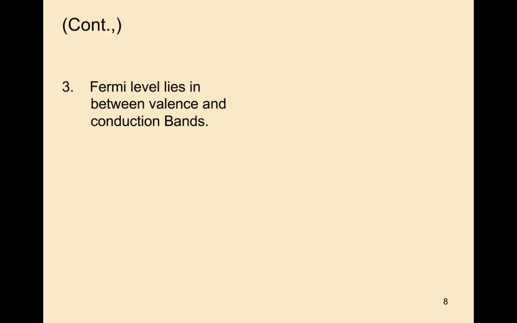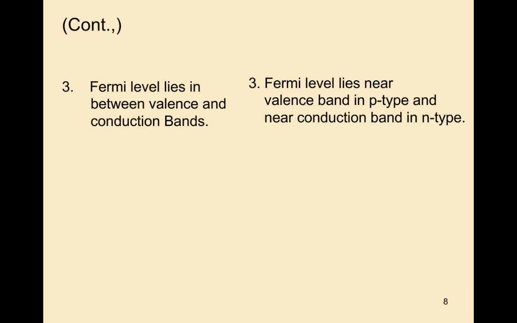Third difference is about the Fermi level. In intrinsic semiconductor, the Fermi level lies in between the valence band and conduction band. In extrinsic semiconductor, the Fermi level lies near the valence band in p-type and near the conduction band in n-type semiconductor.